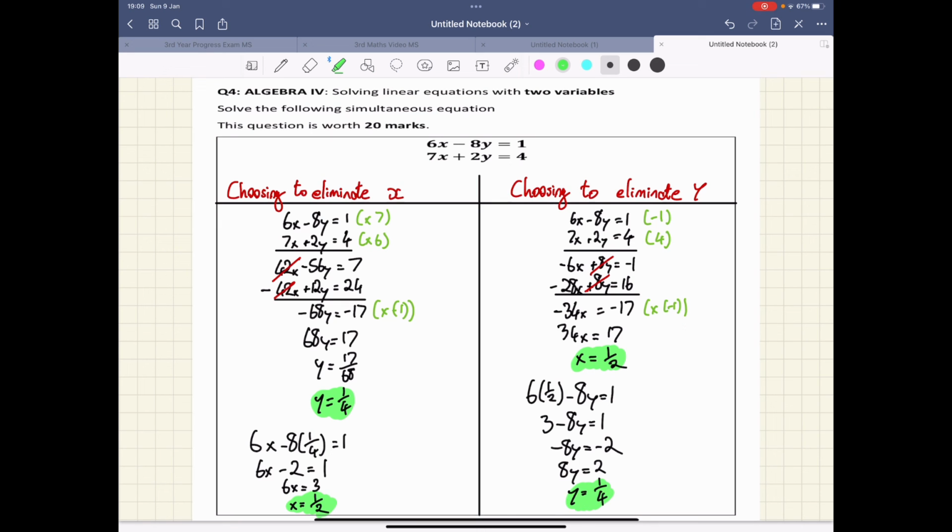So it doesn't matter which one you eliminate first. I guess the key is finding which one you think is easier. In my opinion, this one looked easier, eliminating the y's, because you didn't have to do too much to the top line. You just had to multiply by minus 1. But that's my opinion.